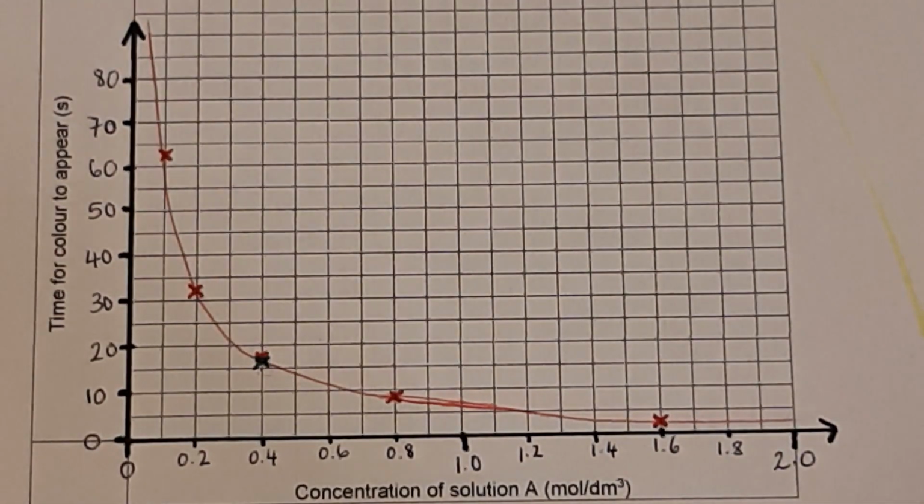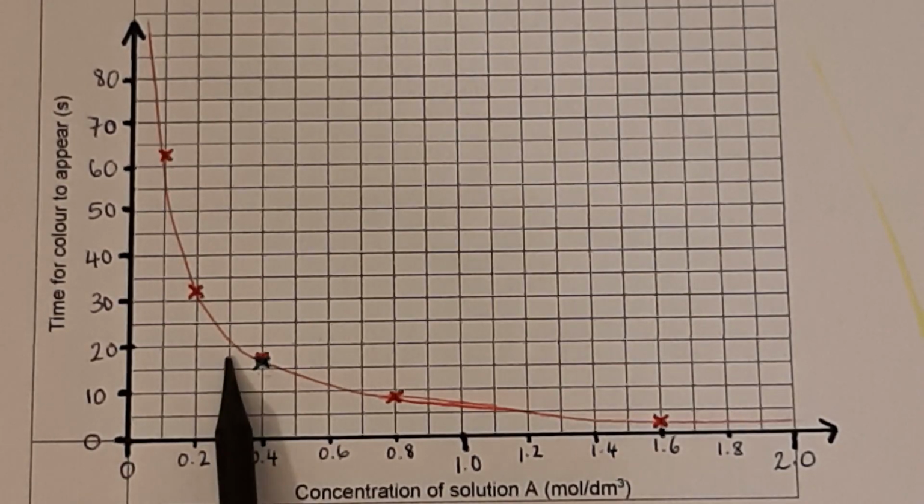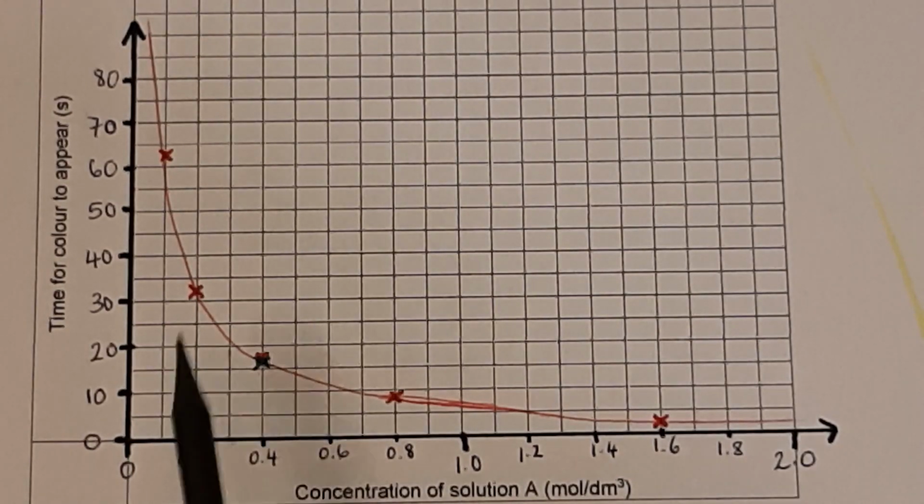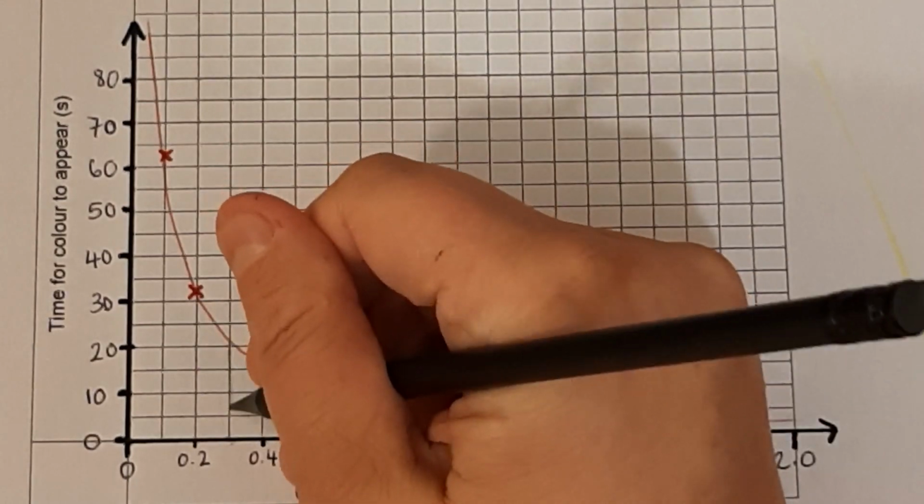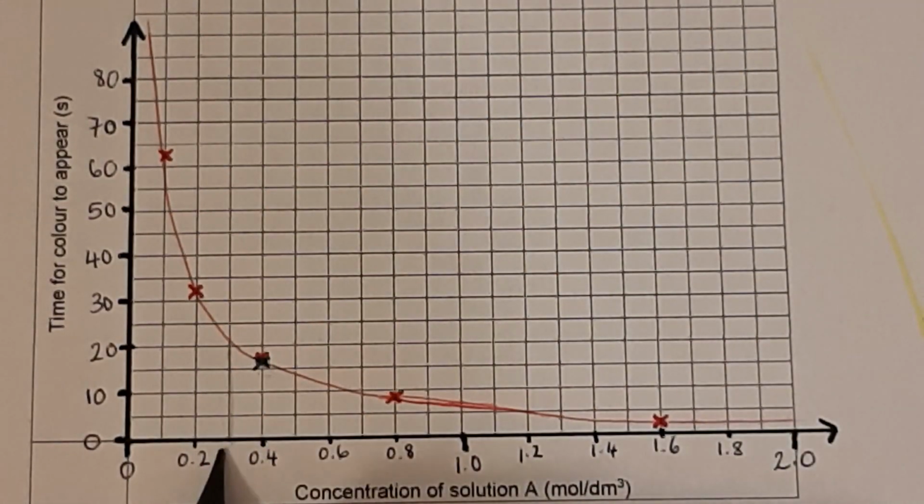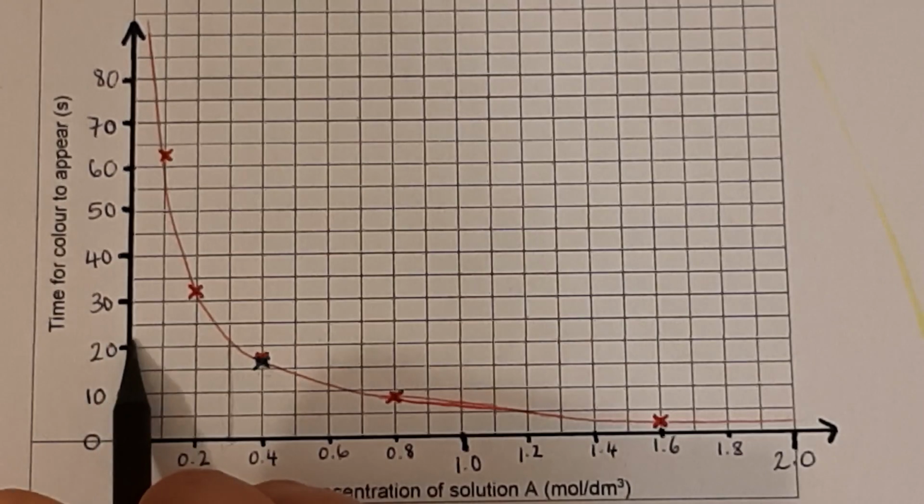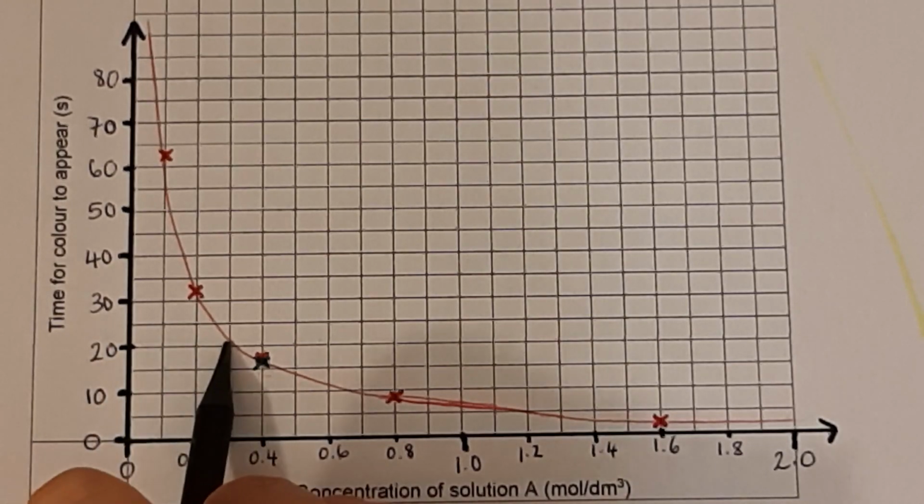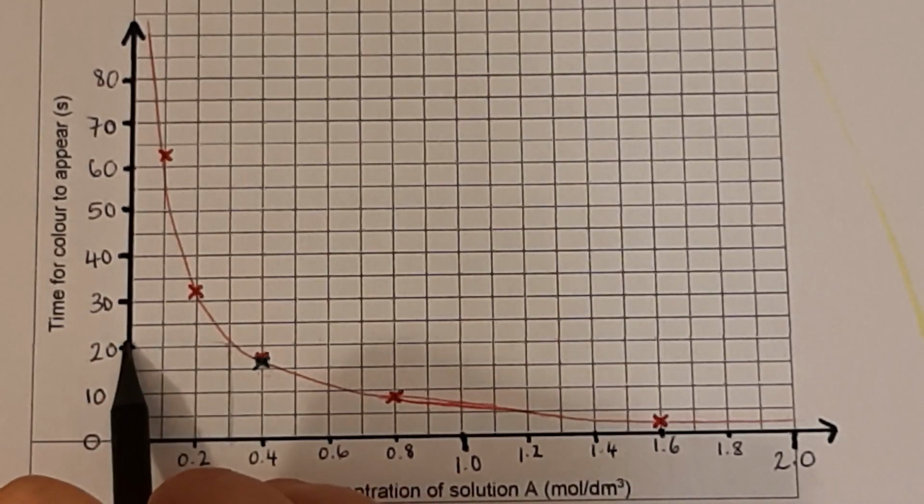So say for example, if I had a concentration of, let's say 0.3, what would be the rough time, or what do we reckon would be a good guess for the time it would take? So I would go up until I hit my line at 0.3, so that's the concentration up to here. So it would be about 21, 22 maybe, because that's where it hits, and I'd go across to there.